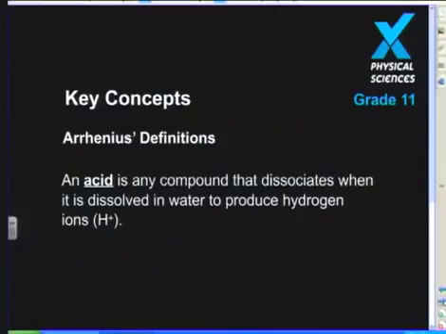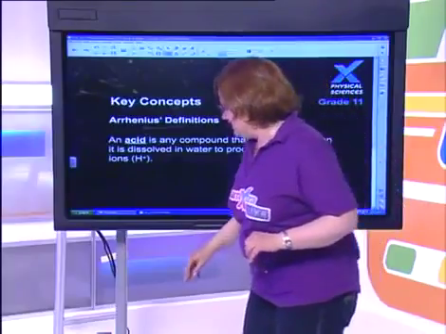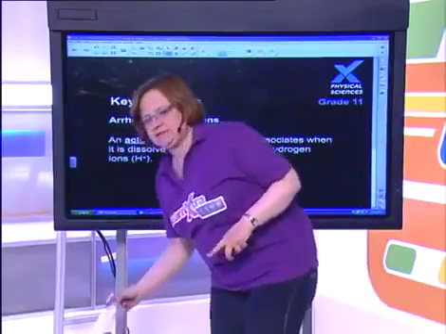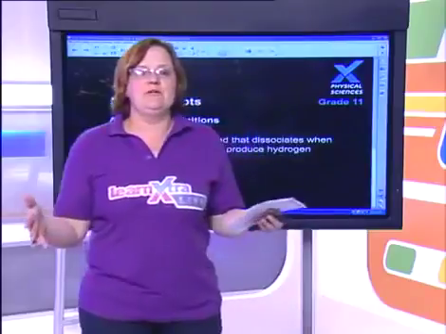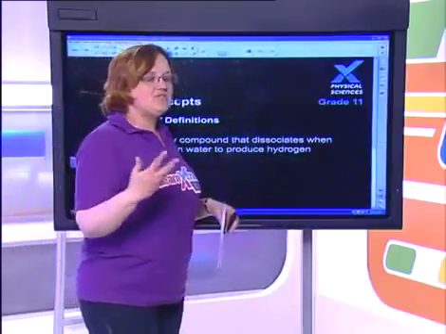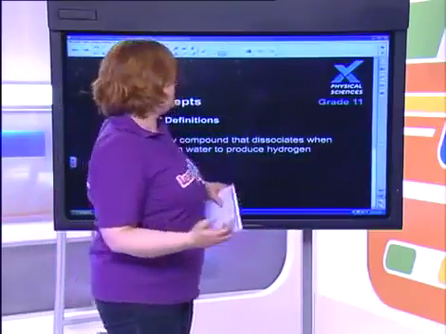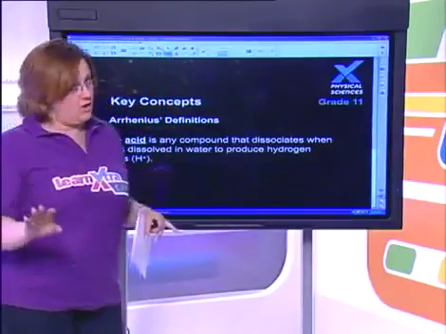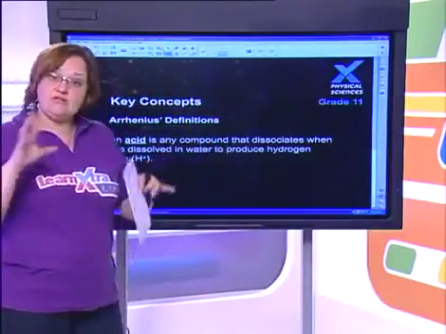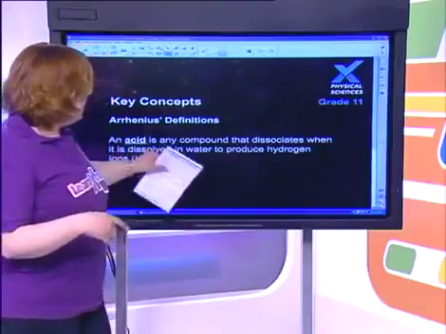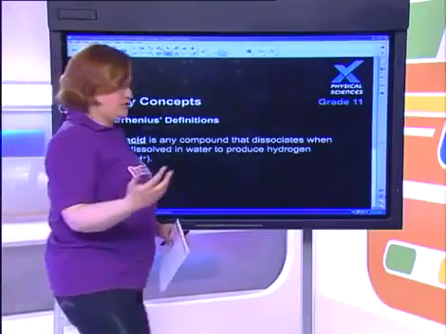If we look at some definitions, I'm going to start with the first one with Arrhenius' definition, which I'm probably going to say wrong, and I do apologize. We all know I have an issue. Now, he came along and he made some definitions about acids and bases, and all these definitions start from is based on observation. Okay, so he said that an acid is any compound that dissociates, so breaks up into ions, when it is dissolved in water to produce hydrogen ions.